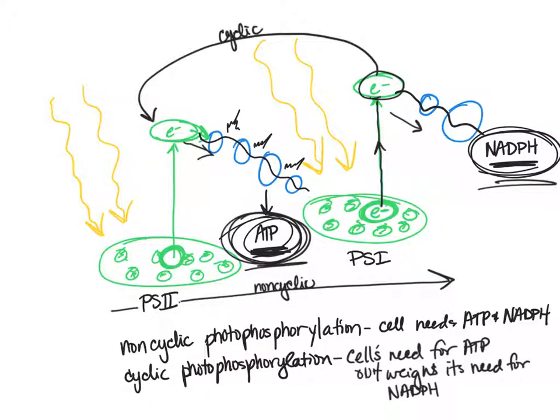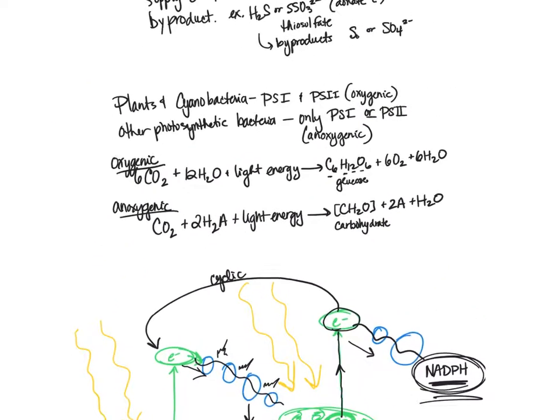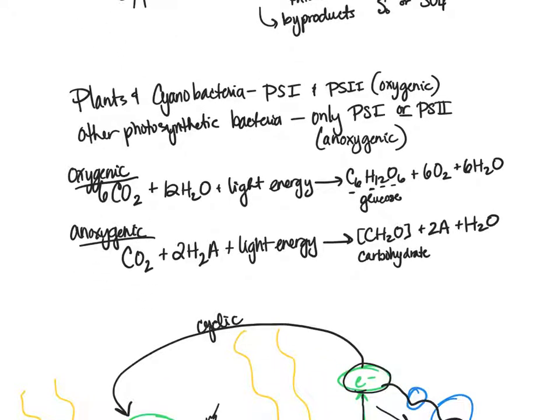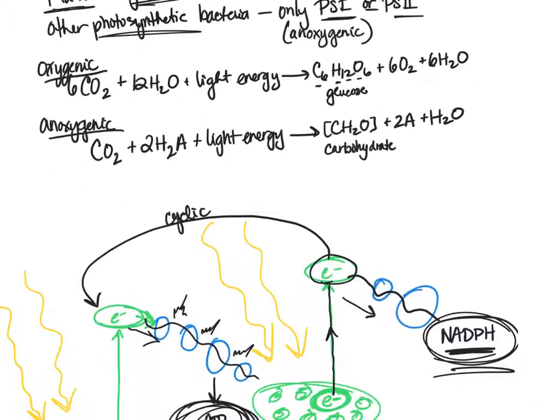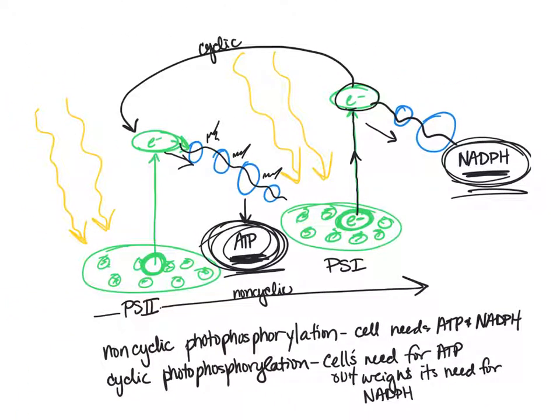So that is our photosystem setup, the PS1 and the PS2. Recall that some organisms, like plants and cyanobacteria, utilize both PS1 and PS2, whereas other photosynthetic bacteria use only PS1 or PS2. That's anoxygenic, so we're not using H2O to get the electron and ending up with O2. Instead, we're ending up with something else. But either way, we require light energy.